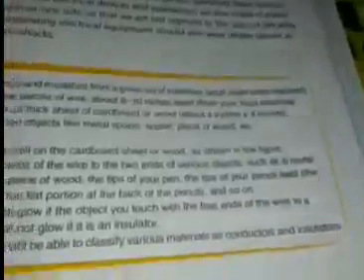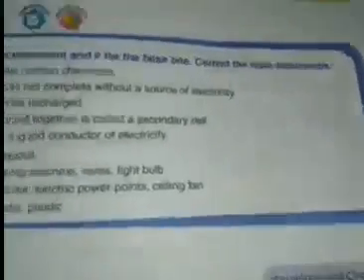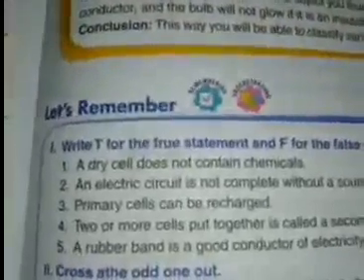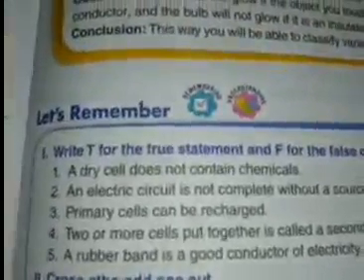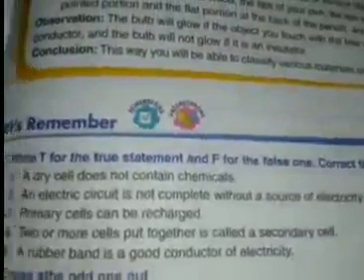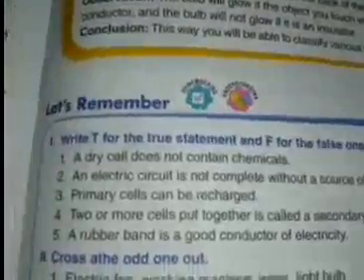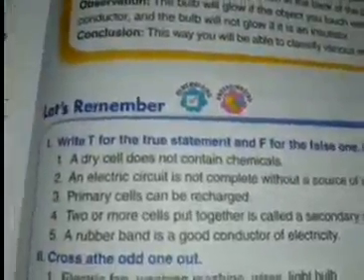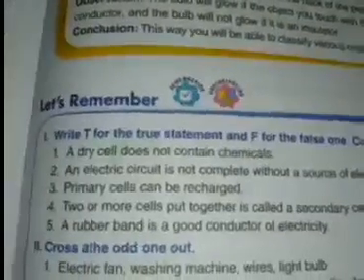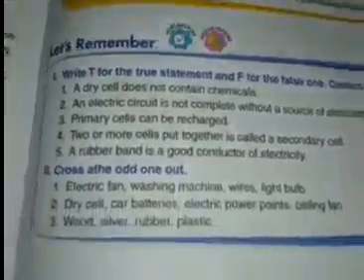Let's do the exercise on page 189, that is writing true and false. Number 1, a dry cell does not contain chemicals. This is false. Number 2, an electrical circuit is not complete without a source of electricity. True. Number 3, primary cells can be recharged. False. Number 4, 2 or more cells put together is called a secondary cell. False. Number 5, a rubber band is a good conductor of electricity. False.